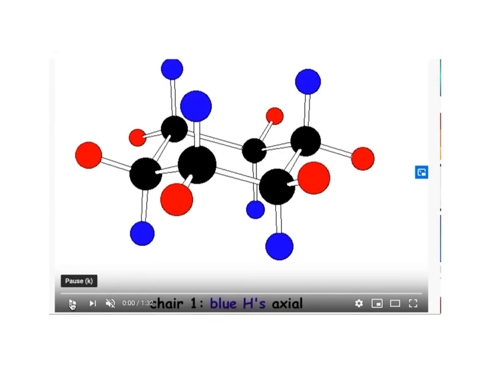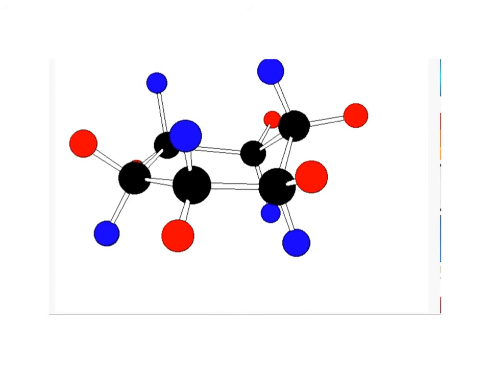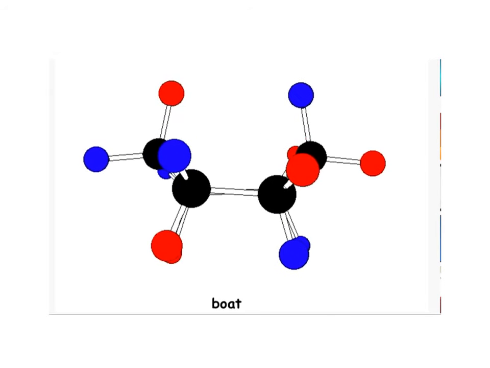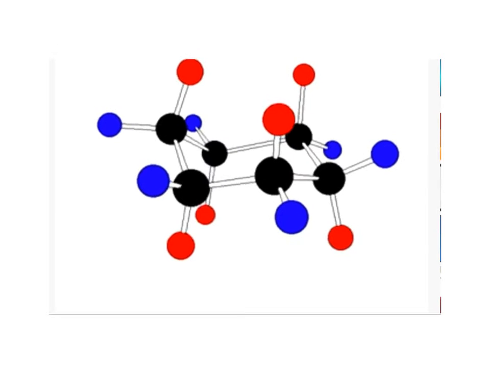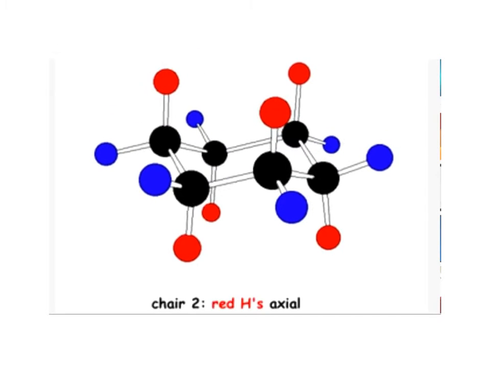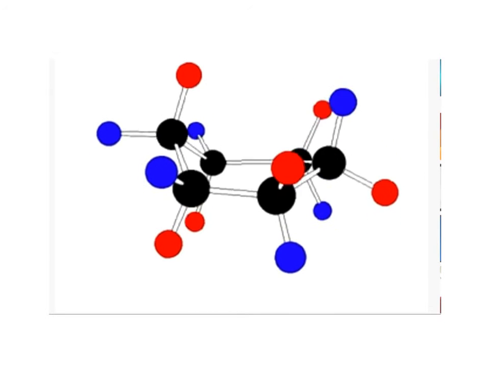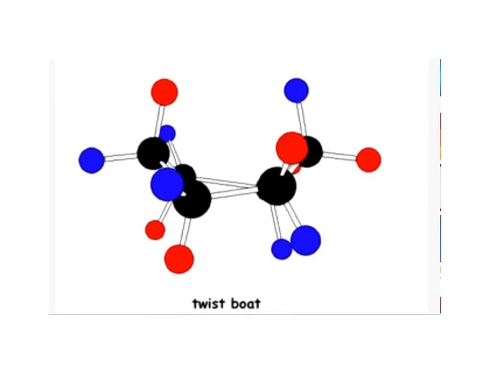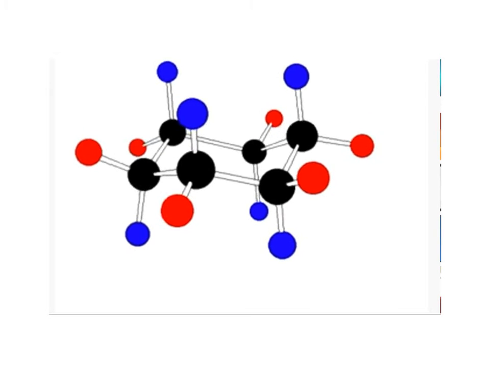Now this is the movie that played in the last video, and this just shows a chair going through a ring flip and the different types of conformations it goes through on the way. But as a result, what was axial becomes equatorial, and what was equatorial becomes axial. So now it's ring flipping again, going through the different stages, and now it's back to the other chair.